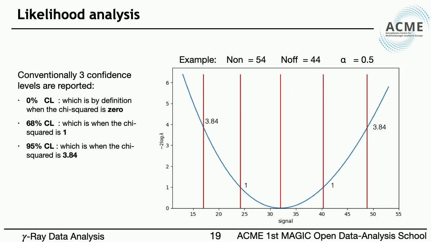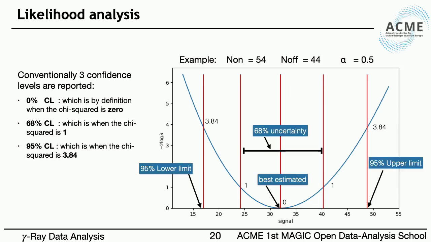Then we have the 68% confidence level, which corresponds to the chi-square equal to 1. And this gives us the 1 sigma error band. And then we have the 95% confidence level, which corresponds to a chi-square equal to 3.8. And this instead gives us, as shown here, the 95% error bar. So finally, by looking for the value of the log likelihood equal to 1 and 3.8, we can construct the 68% uncertainty band, the best estimate, and the 95% upper and lower limits.